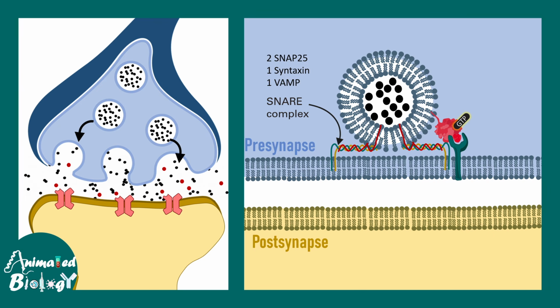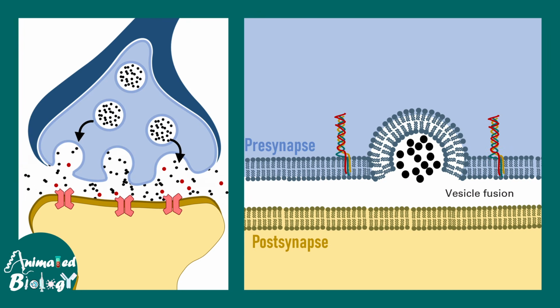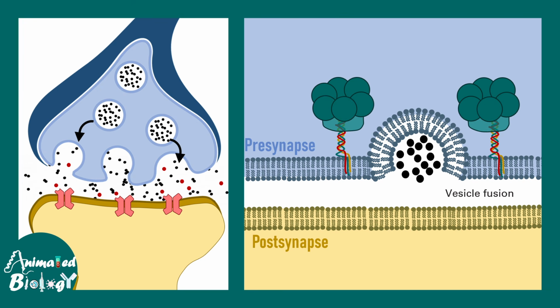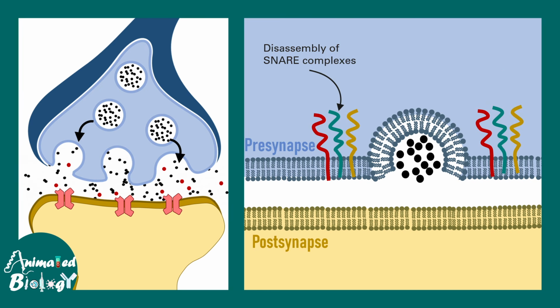In this particular orientation, there are two SNAP25, one syntaxin and one VAMP per SNARE complex. They bring the membranes so close that the membranes can eventually fuse and release the content of the vesicle to the synaptic cleft. This is how synaptic vesicle fusion takes place. Now these SNARE complexes are entangled with each other. They have to be released with the help of specific molecules known as NSF and alpha SNAP. They hydrolyze ATP and free up these entangled SNAREs from each other. Now these SNAREs are ready for a new round of vesicle tethering.